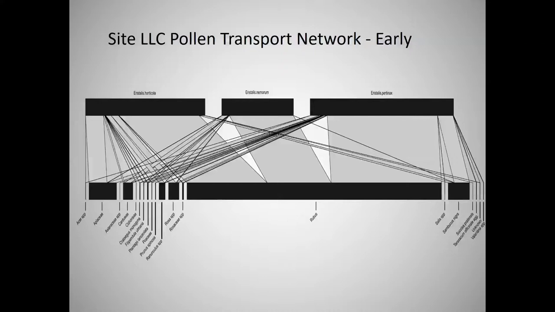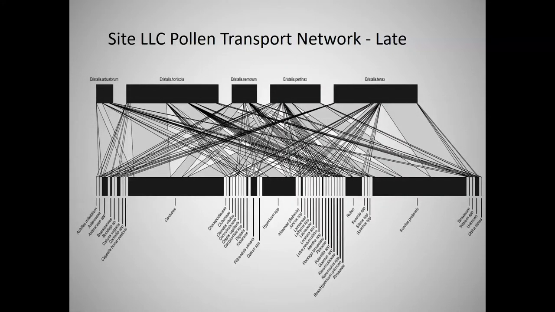Now, also, I draw your attention to this tiny little sliver here. That is Succisa pratensis, devil's bit scabious. It doesn't flower in the early part of the season, maybe just starting to come into flower in the middle of July. So contrast that situation with what happened in the second half.